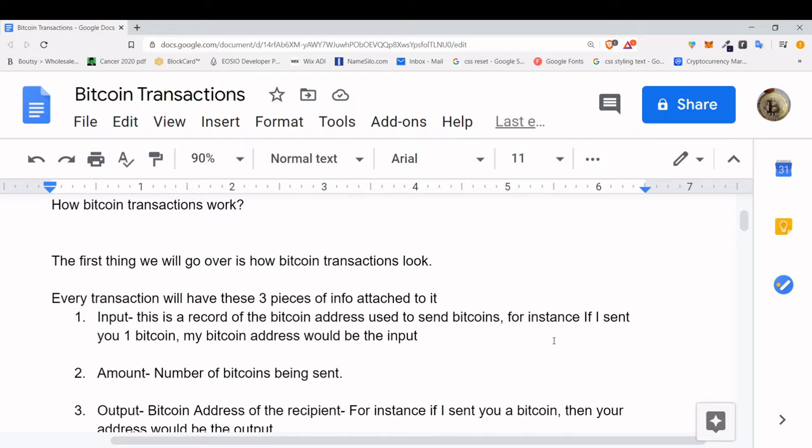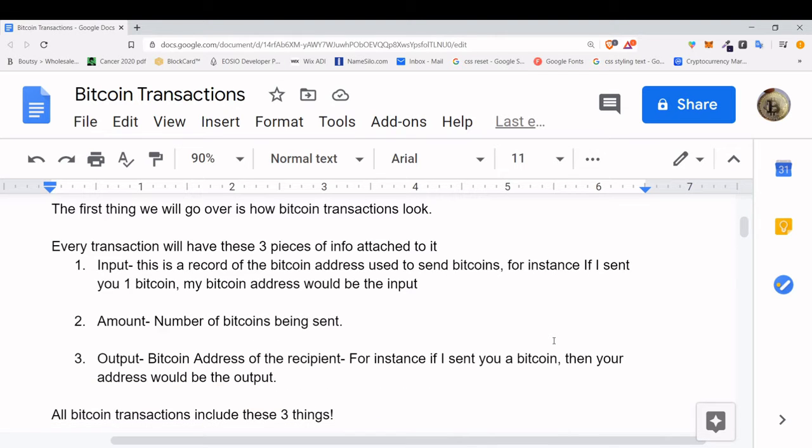The amount is just the number of Bitcoins being sent. And just so everyone knows, it does not have to be a full Bitcoin. It could be 0.1, 0.01, 0.001 Bitcoin.